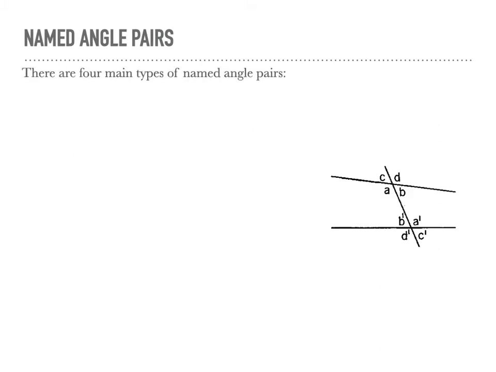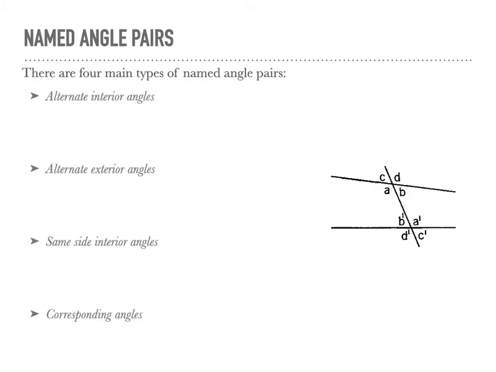Now let's move on to naming angle pairs. There are four main types of angle pairs. Let's start off with alternate interior angles. Well, these kinds of angles make a Z pattern that helps in recognizing them. They're located on the corners of the Z.